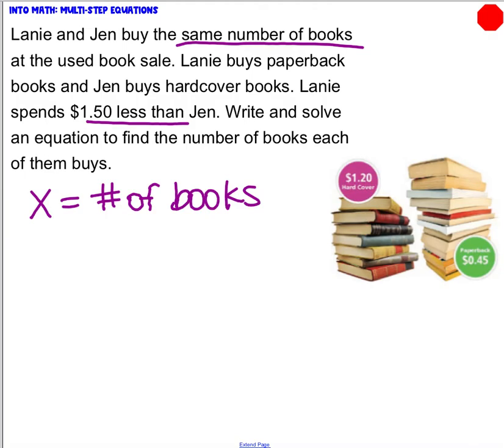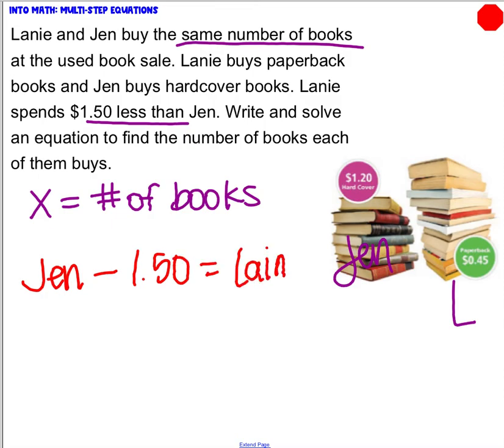Lainey buys paperback books. So looking at our picture, this is Lainey. She buys paperback books and they're 45 cents. Jen buys the hardcover books. So this is Jen, $1.20 each. Lainey spends $1.50 less than Jen. So we have Jen, and we take away $1.50, and that's how much Lainey spends.